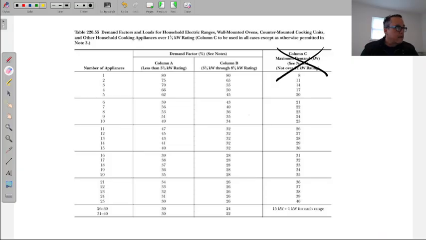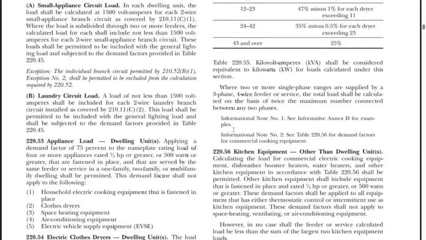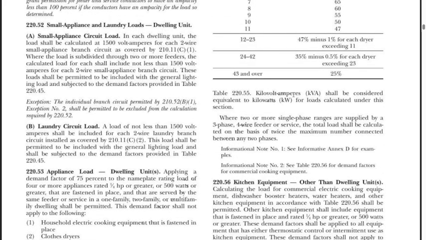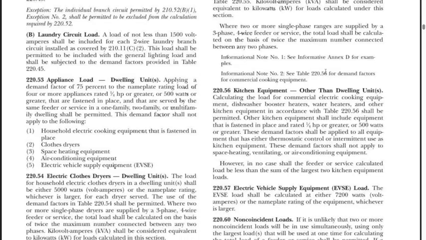Now we can look at the article just to keep reading it. Let's head back up here. Use the table 220.55, shall be considered equivalent to the kW for loads calculated under this section. There's a couple of informational notes, but nothing else to worry about there. Now we're going to get back to all of this. I just want to wrap a few things up while we're on this page, and then we'll jump back over to where we're at. Now, it's an other than dwelling unit, 220.56.